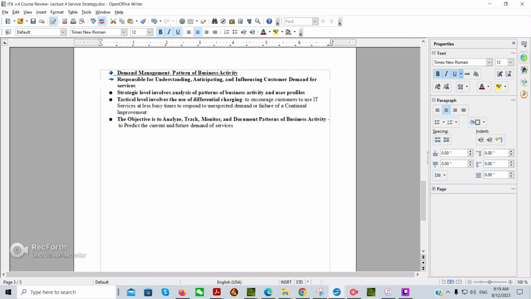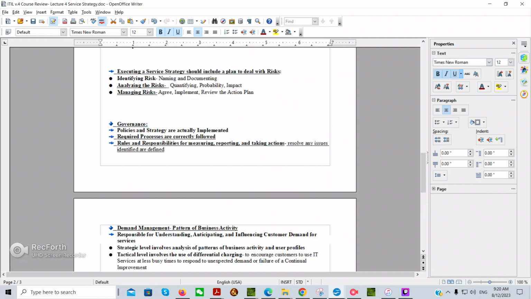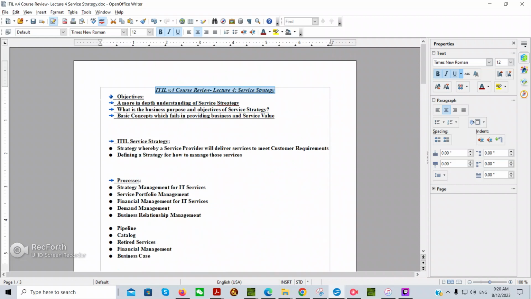The last thing we need to consider is the objective to analyze, track, monitor, and document patterns of business activity. That is to predict the current and future demand of services. Now, remember that all relates to the service strategy. Alright, so that will do it for this section. And just in case you want to know what the numerical number for the section is, 2.3 of ITIL version 4.